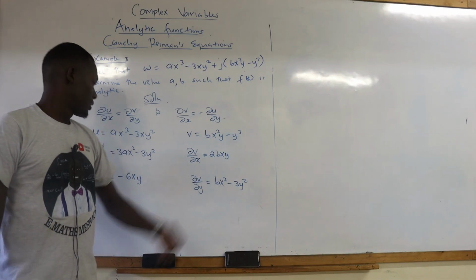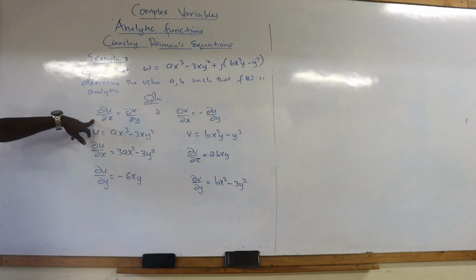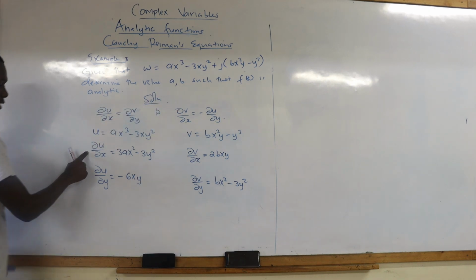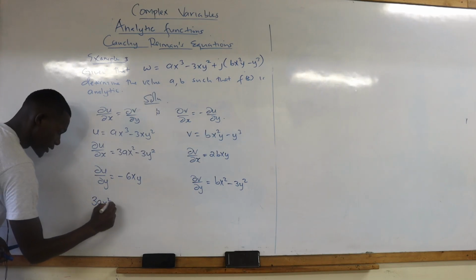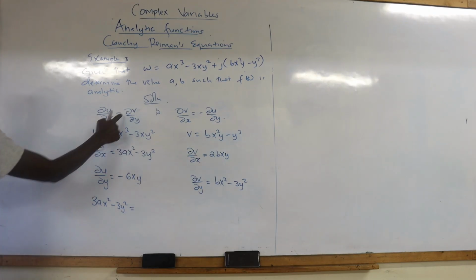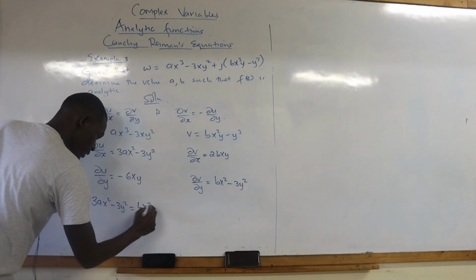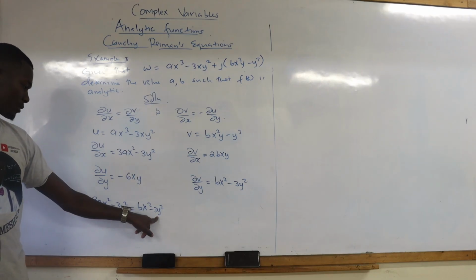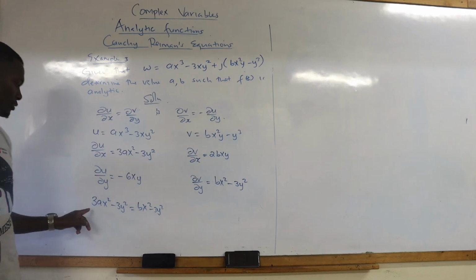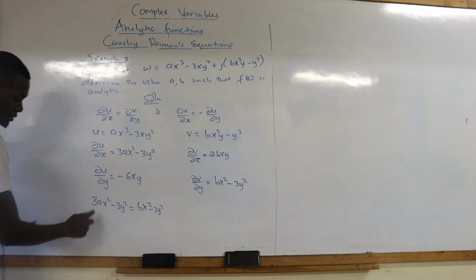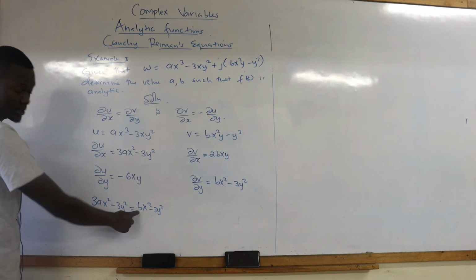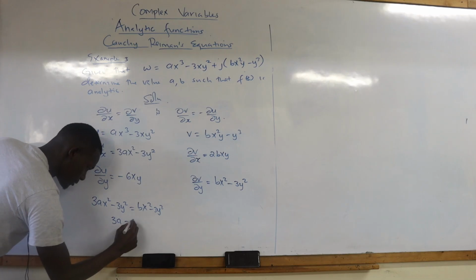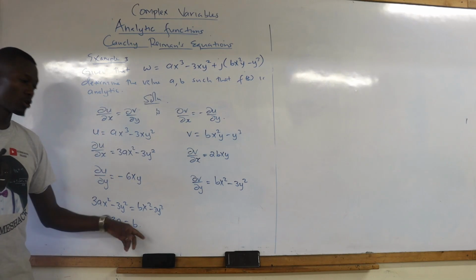Now we compare. We check our two equations, the Cauchy-Riemann equations. So what is our du/dx? 3ax squared minus 3y squared. What is our dv/dy? It's here: bx squared minus 3y squared. Now just compare the two functions. We have negative 3y squared here and here, then we have bx squared and 3ax squared. So 3a should be the same as b, because everything else is the same. Now you cannot get an answer here because we have two unknowns and only one equation.